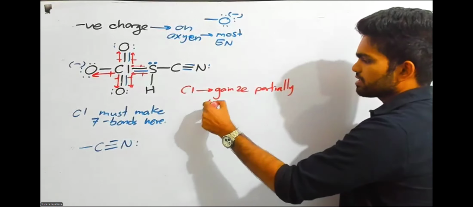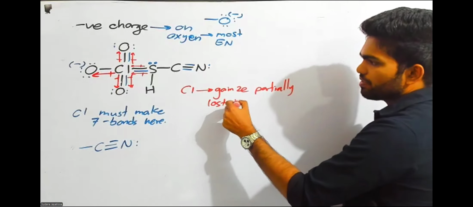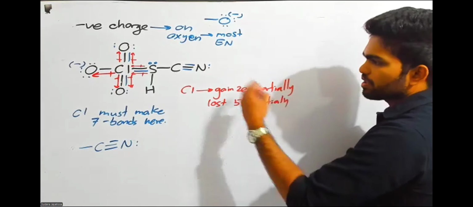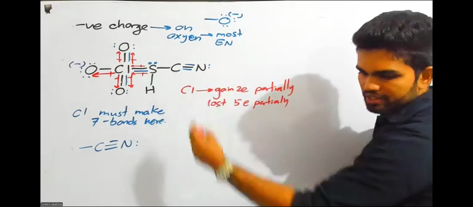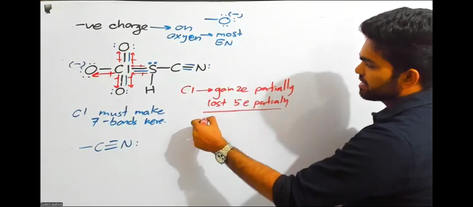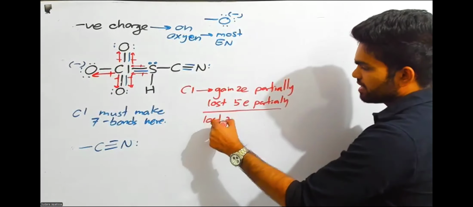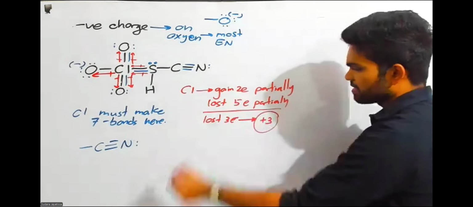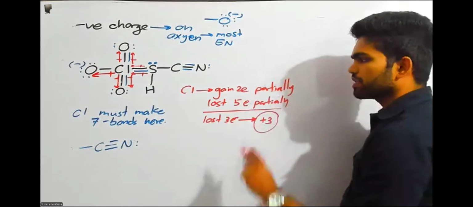And it has lost how many electrons? 5 electrons partially, isn't it? It has lost 5 electrons partially to oxygen. So then the total electron exchange is, it has lost 3 electrons. That means the oxidation number is plus 3. Understood? That's for the chlorine.